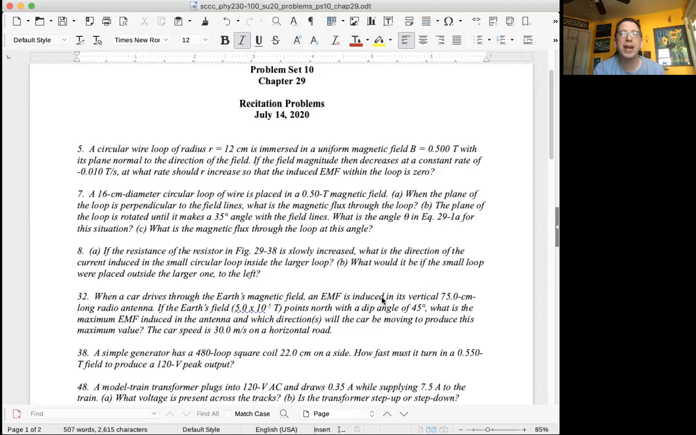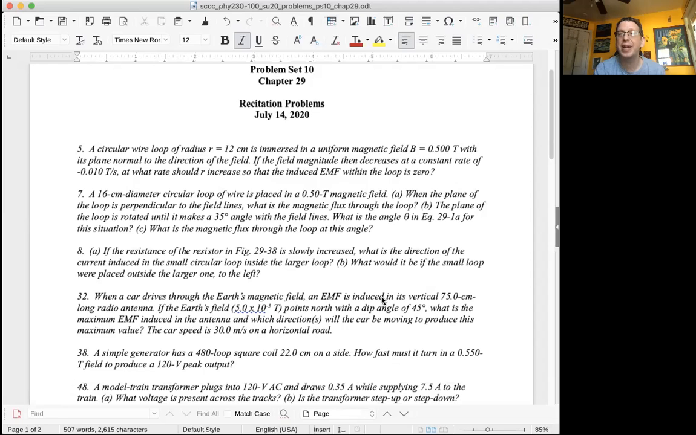For problem number 7, a 16 centimeter diameter circular loop of wire is placed in a 0.50 Tesla magnetic field. When the plane of the loop is perpendicular to the field lines, what is the magnetic flux through the loop? The plane of the loop is rotated until it makes an angle of 35 degrees with the field lines. What is the angle theta in equation 29(1a) for this situation?